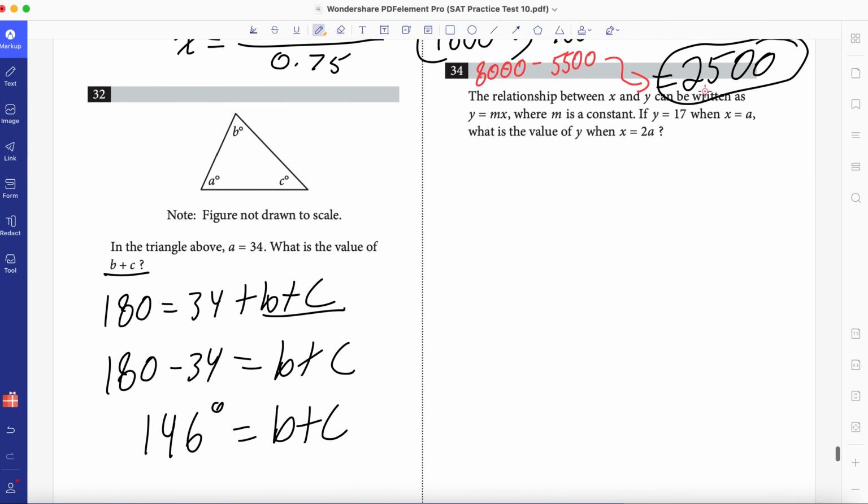The relationship between x and y can be written as y equals mx, where m is a constant. If y equals 17 when x equals a, what is the value of y when x equals 2a? So I know that when y equals ma, this is going to equal 17. So when y is going to equal m times 2a, that's just going to be 17 times 2. That's just 34. The answer is 34.